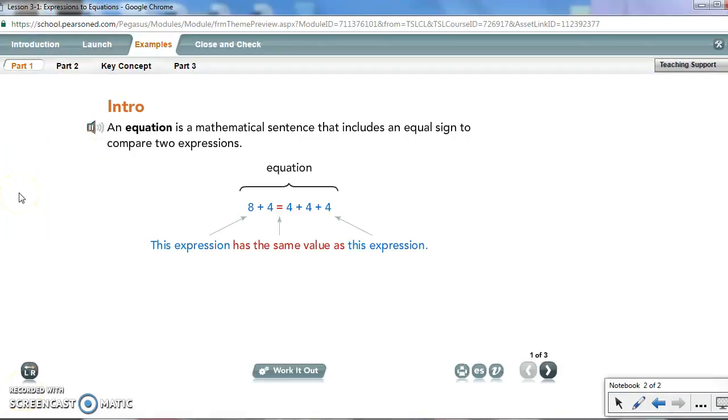An equation is a mathematical sentence that includes an equal sign to compare two expressions. So it's important to notice a few key words in here. It has an equal sign, so our equal sign is right here. And on the left of an equal sign is an expression, and on the right is also an expression. So what is 8 plus 4? Well, 8 plus 4 is 12. And then they have an equal sign. And 4 plus 4 is 8. 8 plus 4 is also 12. Is 12 equal to 12? Yes, so this expression, 8 plus 4, has the same value as this expression, 4 plus 4 plus 4.